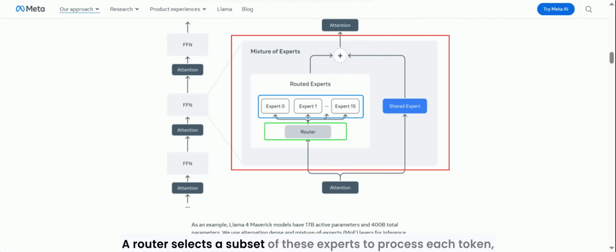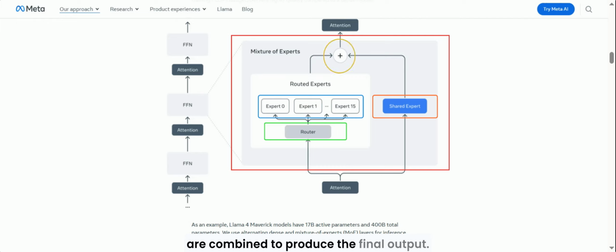A router selects a subset of these experts to process each token, significantly reducing the number of active parameters. There's also a shared expert that processes every token, and the outputs from the selected experts and the shared expert are combined to produce the final output. This selective activation of smaller expert networks, instead of using a single large feed-forward network, drastically cuts down on computation and memory bandwidth. This hybrid approach allows LLaMA 4 to achieve superior performance and efficiency compared to its predecessors.